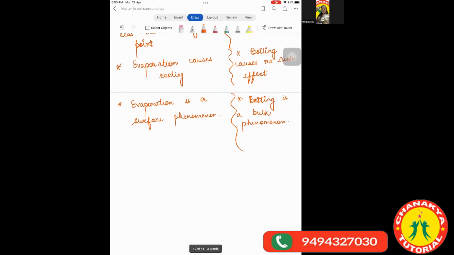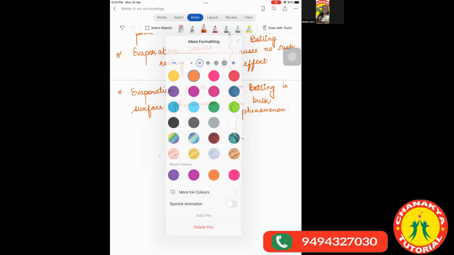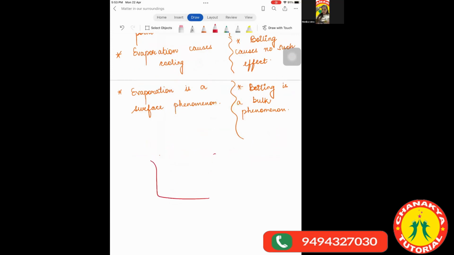Then we have written that evaporation is a surface phenomenon and boiling is a bulk phenomenon. What does this mean? So we take a container in which the liquid is present. In this liquid, the liquid particles are present at the surface also, and the liquid particles are obviously spread in the entire liquid also. So evaporation occurs only at the surface, whereas what happens inside the entire bulk, meaning in large quantity, inside the container is the process of boiling. The evaporation occurs only at the surface and boiling occurs within the entire liquid. Clear, everyone?